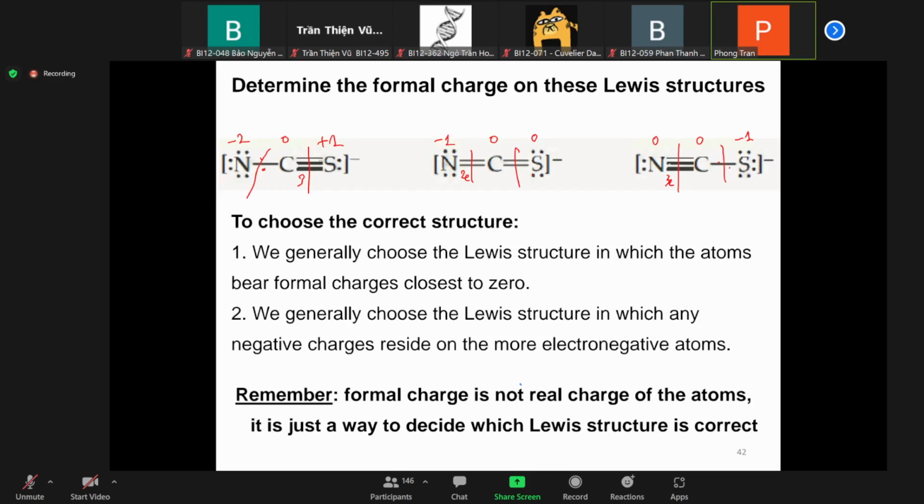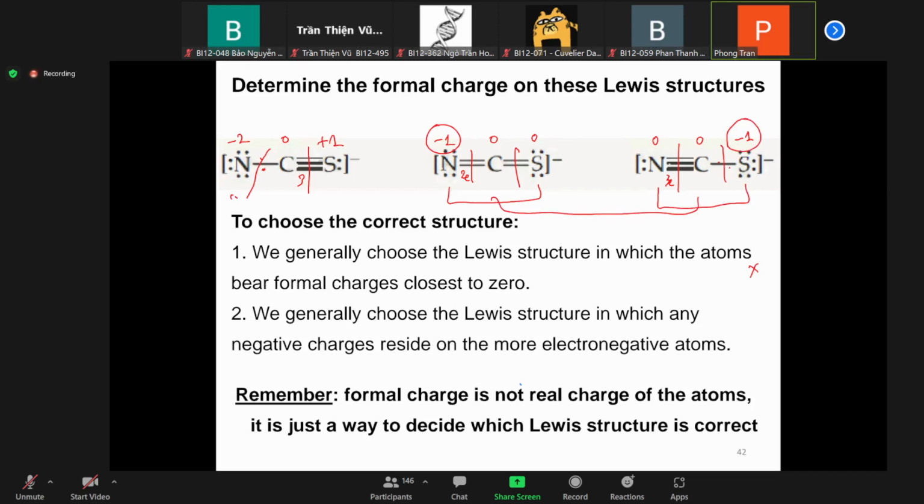Okay, and the second rule: we generally choose the Lewis structure in which any negative charge resides on the more electronegative atom. Let's base on the first one. We choose the Lewis structure in which the atoms bear formal charge closest to 0. So here, in the central structure you have 2 atoms bearing formal charge 0 and 1 with -1. The second one also has 2 atoms with formal charge 0 and 1 with formal charge -1. So the 2 structures are quite equal.